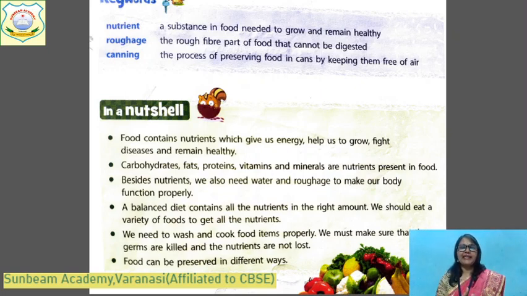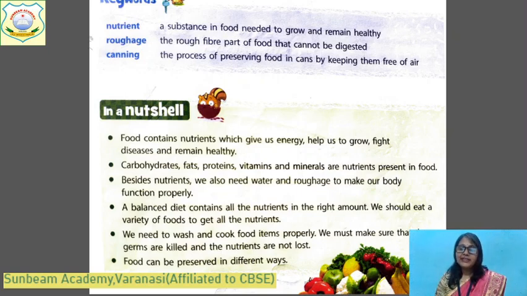Carbohydrate, fat, protein, vitamins, minerals and nutrients are present in food. Besides nutrients, we also need water. It is very important for the digestion of the food and roughage to make our body function properly. And children, what is a balanced diet?